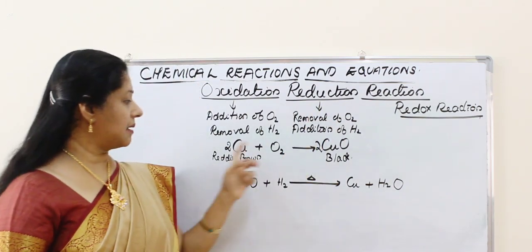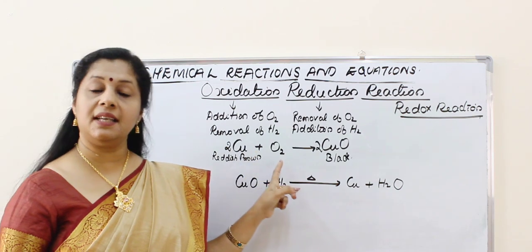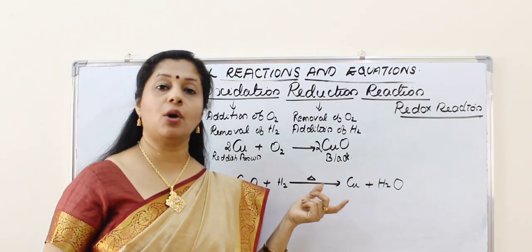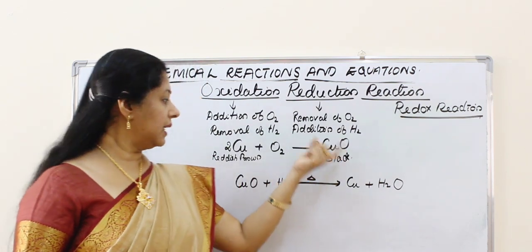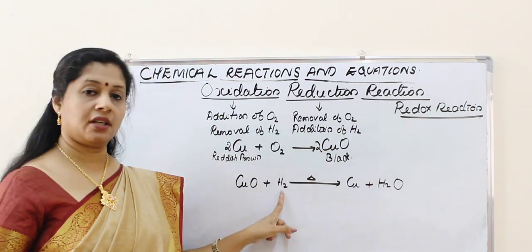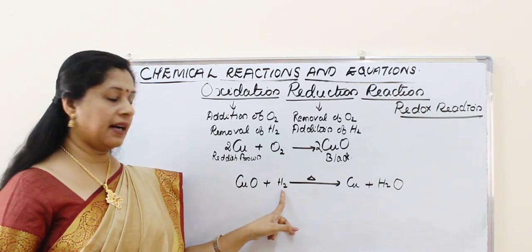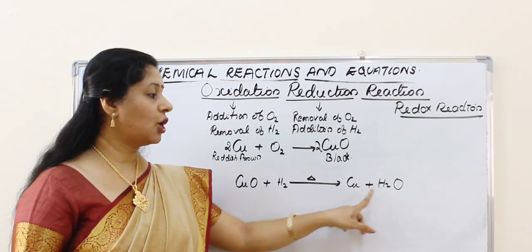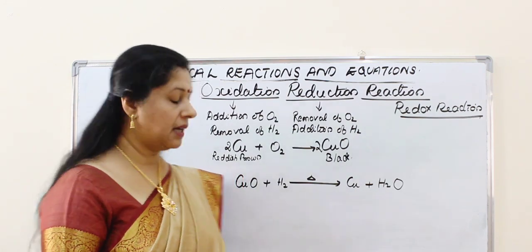So look at this example. Reddish brown copper, when we heat in presence of oxygen, it will turn a black colored substance called copper oxide. But if you want to get back this copper from there, you have to reduce it using hydrogen. So copper oxide, when heated in presence of hydrogen, what do you get? Copper and water will be obtained.